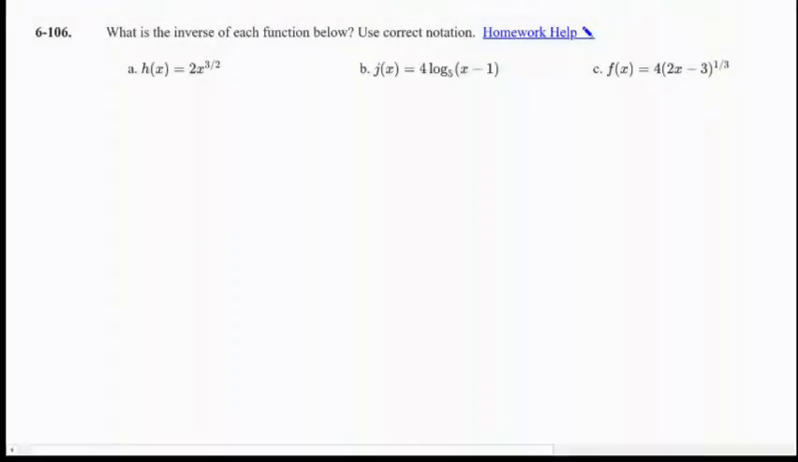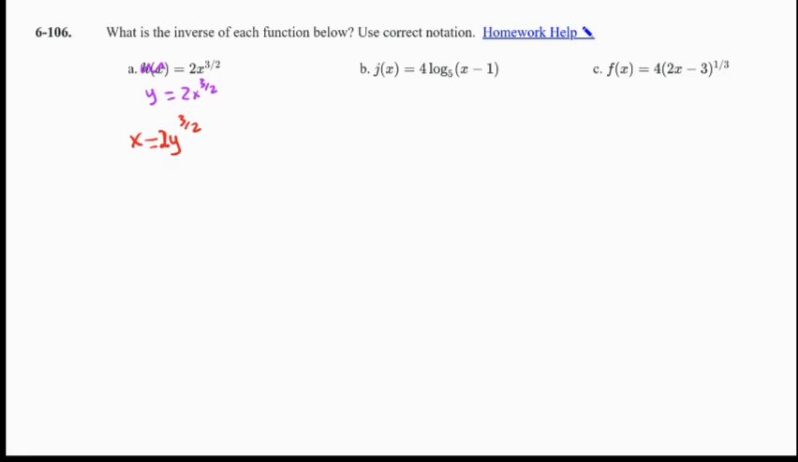All right, what is the inverse of each function below using the correct notation? So to start, I'm going to call this y. And to find the inverse, I always like to switch x and y. So I'm going to rewrite this. I'll change it all back when we're done here. That's 2y to the power of 3 halves. I switch x and y, and then I just solve for my y variable.